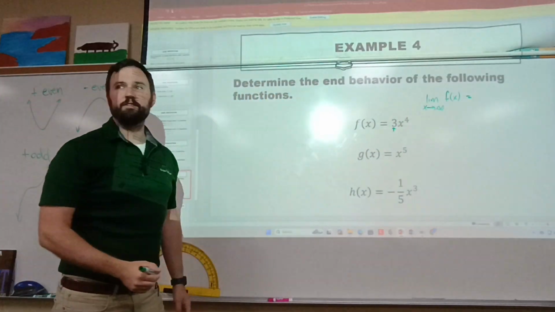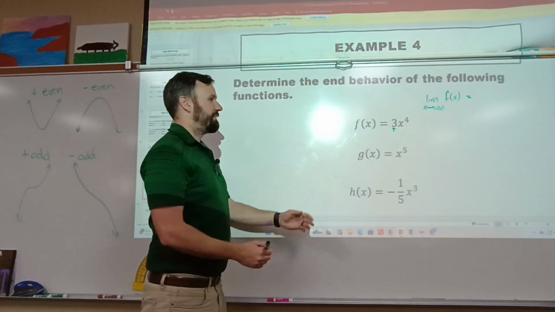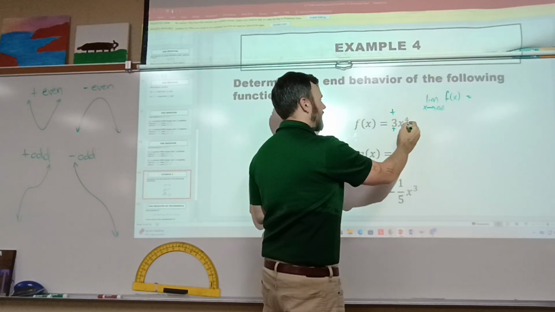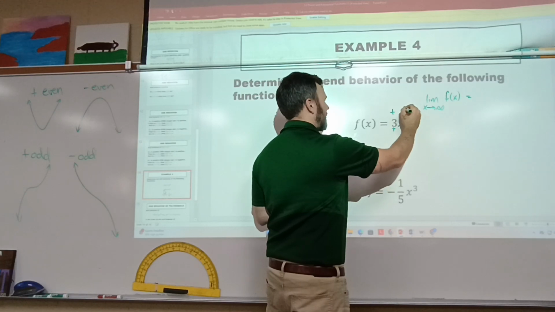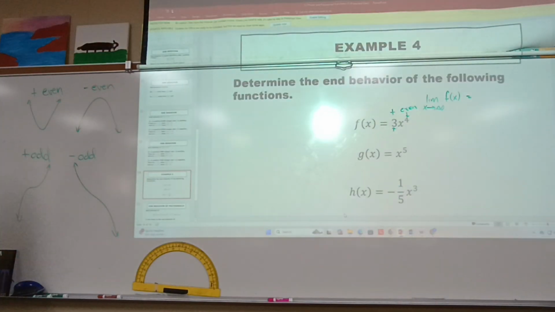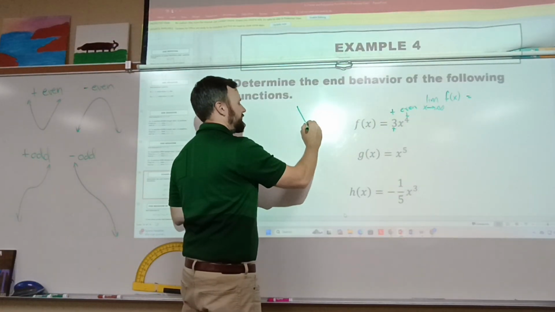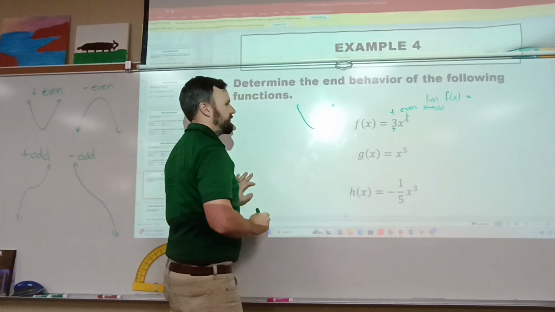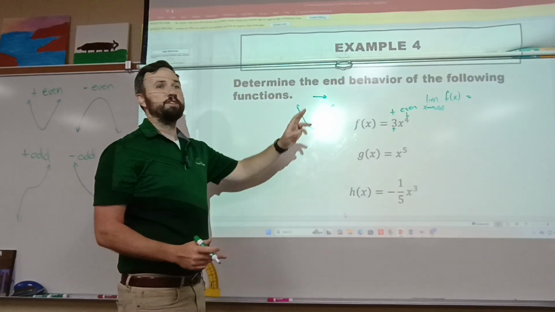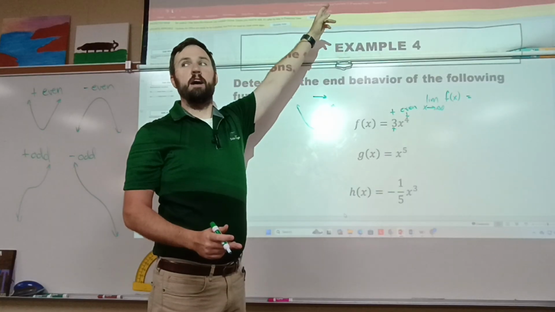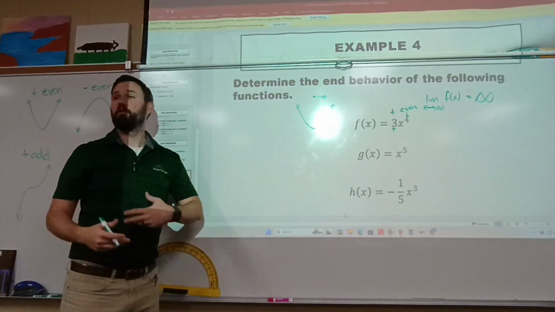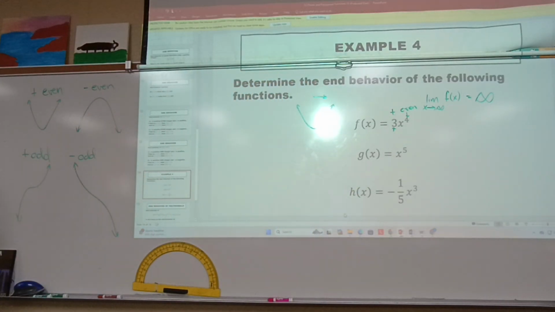Is that positive or negative? The 3. That's a positive, right? And x to the fourth is even, right? So that's going to act a lot like x squared. So my graph's going to look like this. So as I go to the right, what's my function going to do? Where's it going? Up, right? It goes up to positive infinity. My answers for this section are always positive or negative infinity.